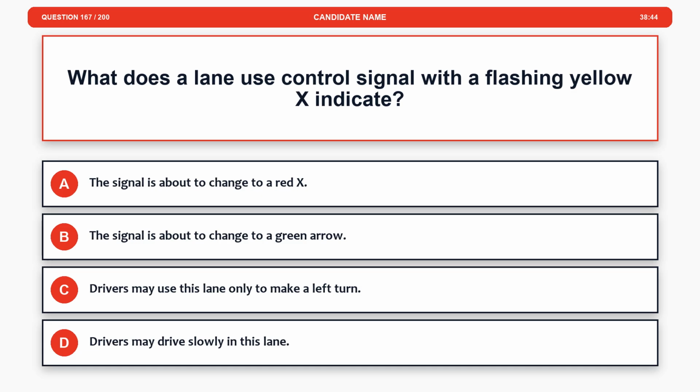Question 167. What does a lane use control signal with a flashing yellow X indicate? Option A, the signal is about to change to a red X. Option B, the signal is about to change to a green arrow. Option C, drivers may use this lane only to make a left turn. Option D, drivers may drive slowly in this lane.